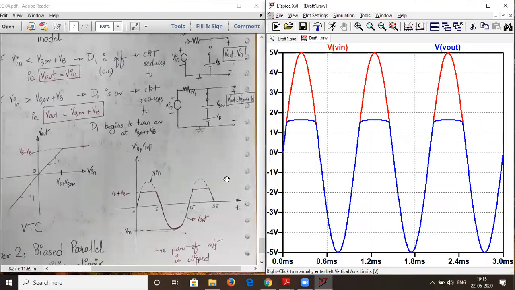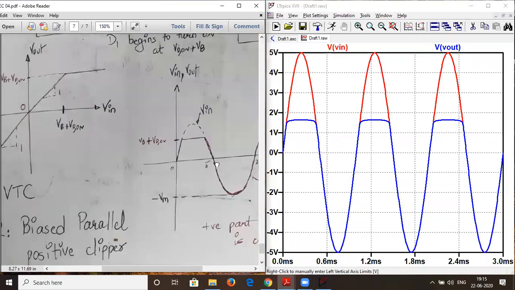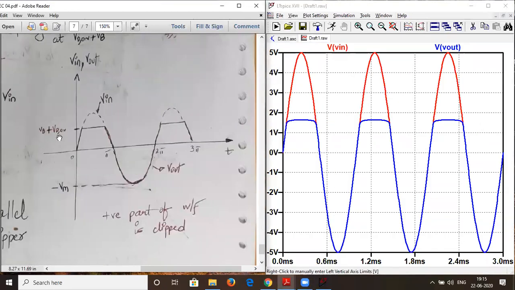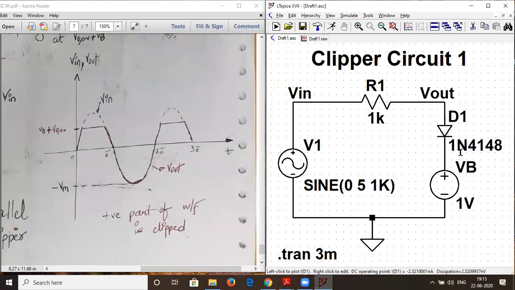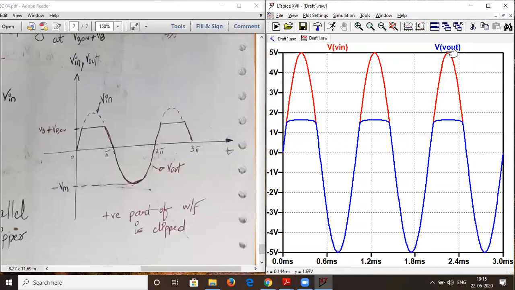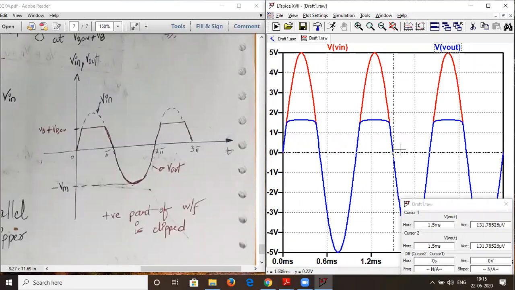So this circuit is similar to what we are seeing over here. This level will be VB plus VD on. In our case, VB is around 1 volt and VD on is around 0.64, so this level will be around 1.64. So that's how we get the clipper circuit simulation in LTspice.